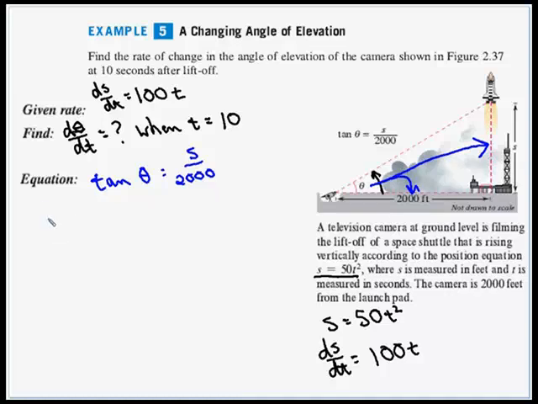So let's take the derivative of both sides. The derivative of tangent is secant squared. Secant squared of theta equals, and this is S over 2,000, or 1/2000th S. So when we take that derivative, the 1/2000th is a constant multiple. What is the derivative of S with respect to t? Well, the derivative of S would be 1, and then the chain rule would say ds dt.